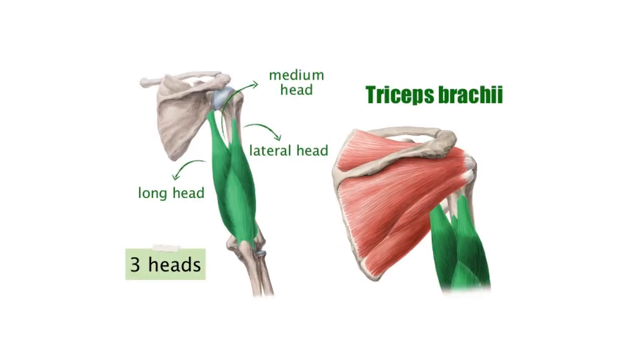Triceps brachii has three heads, the long, lateral, and medial head, which join together to be inserted on the olecranon process. The main function is extension of the elbow joint, and this is examined by resisted extension of the elbow joint against gravity. Triceps muscle is supplied by the radial nerve.